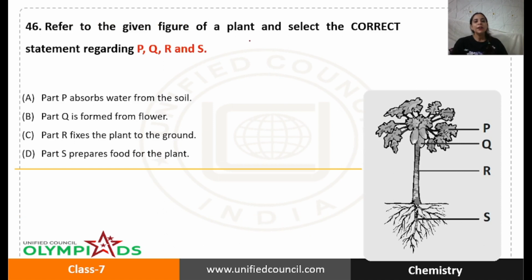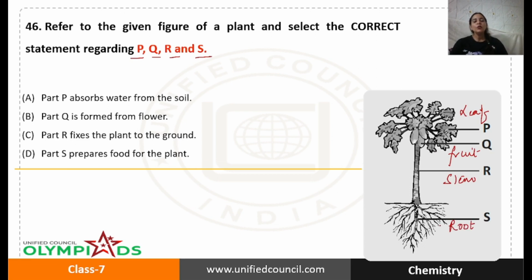Next question. Refer to the given figure of the plant and select the correct statement regarding P, Q, R and S. So here you can see a picture of the plant and we need to identify P, Q, R, S, and then we have to select the correct statement also. So let me tell you, P is this, indicating leaf. Q is indicating fruit. R indicates a stem and S indicates a root.